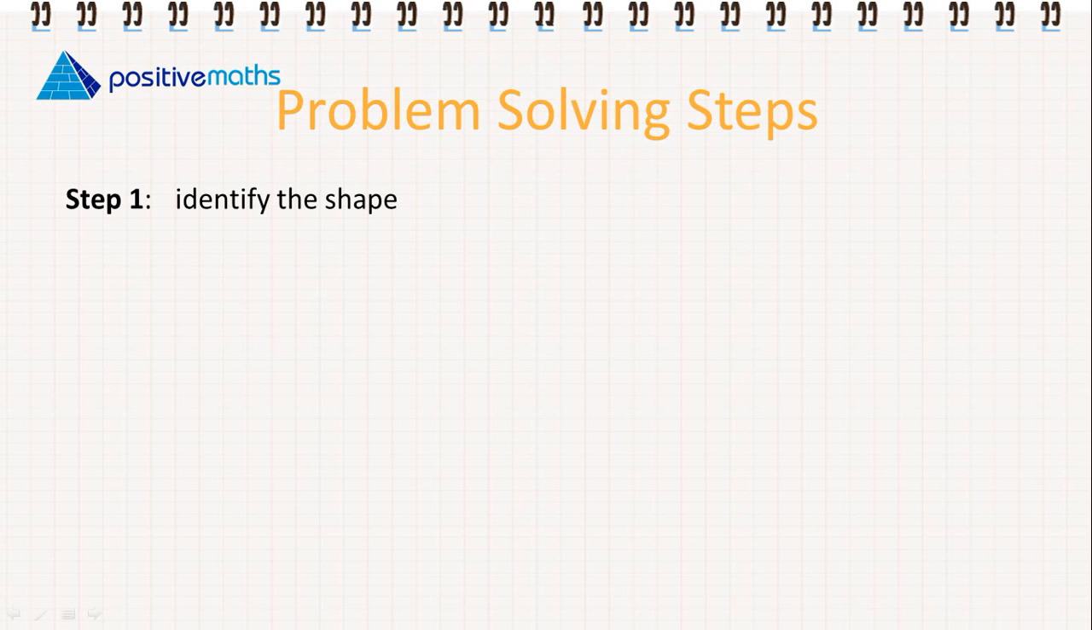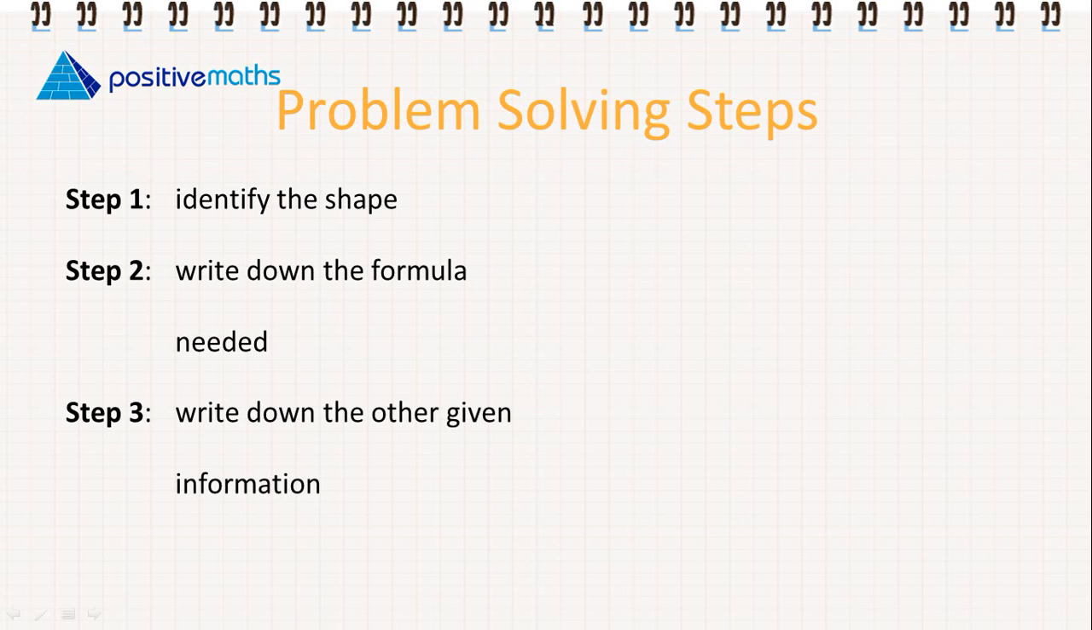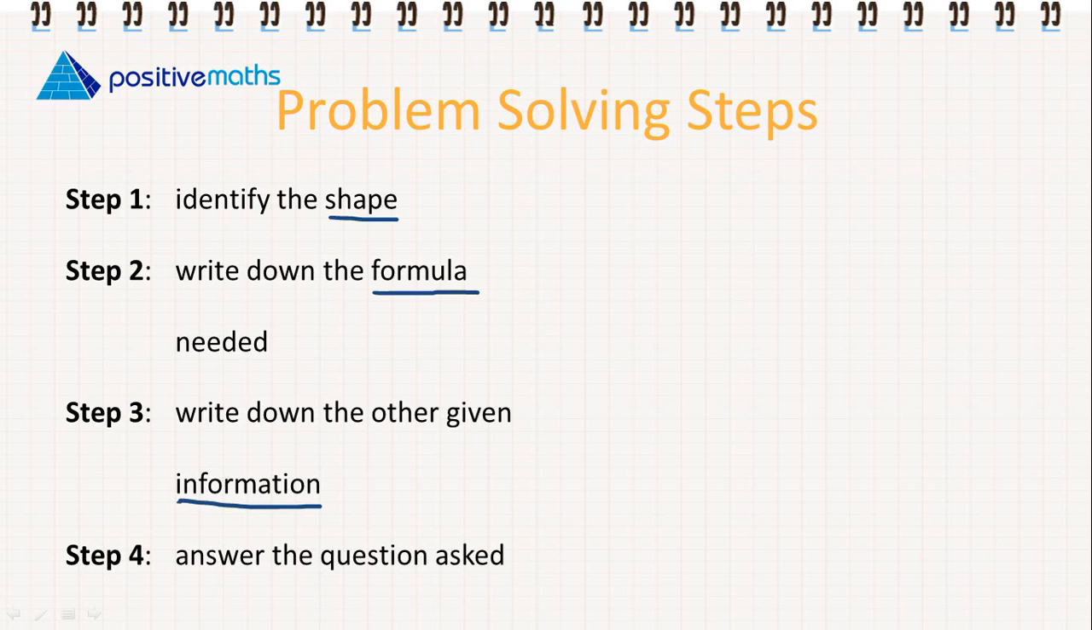Okay, let's go through some problem solving steps. So the first thing we need to do is identify the shape. Second thing, we write down the formula that we need to use. Step 3, we write down the other given information. And step 4, we answer the question asked. So identify the shape, find the formula we need, write down any other given information, and then we answer the question.